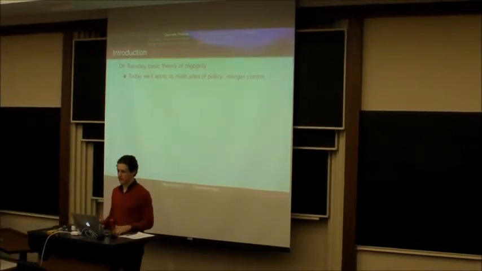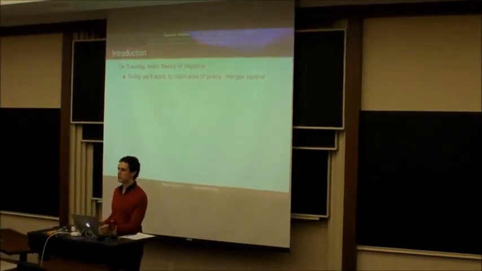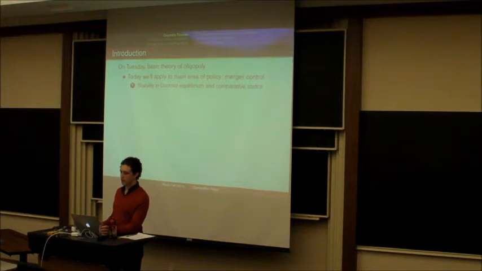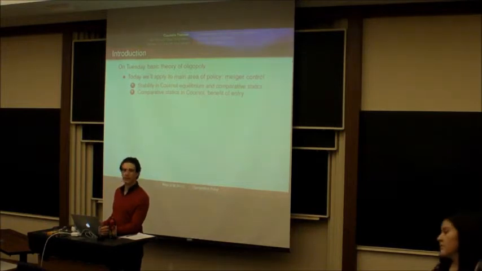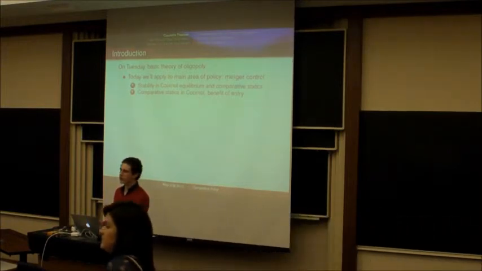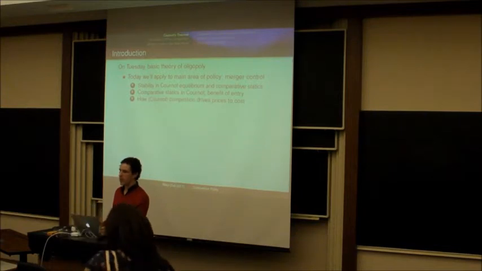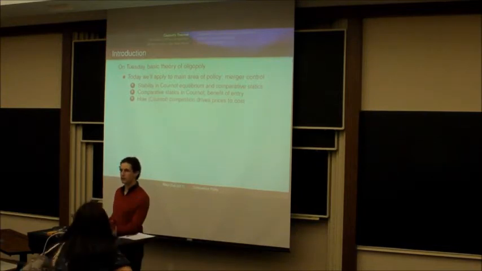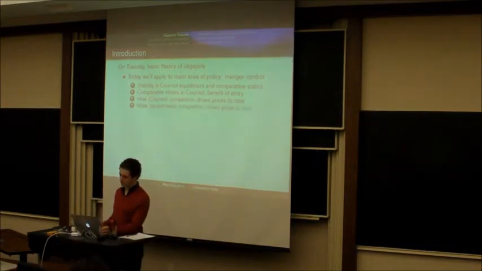On Thursday, we talked about the basic theory of oligopoly, and today we're going to talk about the biggest area to which this theory is applied, which is the control of mergers. We'll start by talking about Cournot equilibrium and stability in Cournot equilibrium and the comparative statics of that, and how we can use that to think about the effects of entry by a new firm into the Cournot industry, and therefore how Cournot competition drives prices to cost.